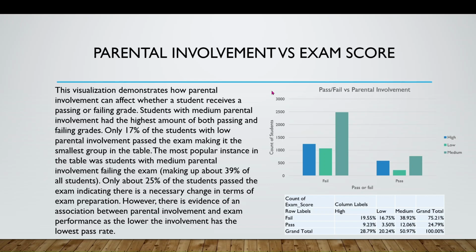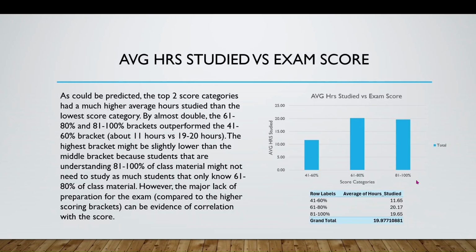But there is clear evidence of an association between parental involvement and the exam performance, as the lowest parental involvement had the lowest passing rate. And you can see that here in this graph. The students with the high parental involvement were second, and they're pretty close to the medium involvement with the highest passing rate. But as you can see here, the lowest had the lowest passing rate.